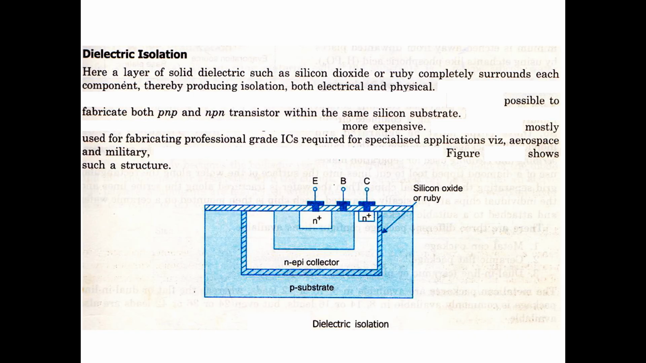It is possible to fabricate both the PNP and the NPN transistor within the same silicon substrate, but it is more expensive, mostly used for fabricating professional grade ICs required for specialized applications, namely aerospace and military.